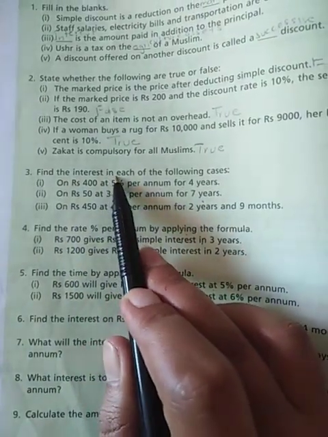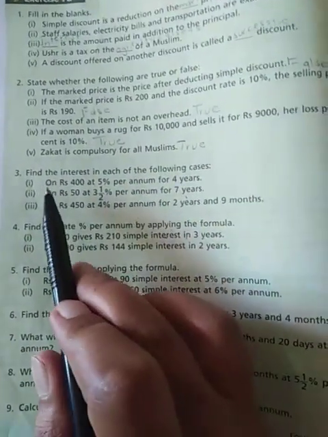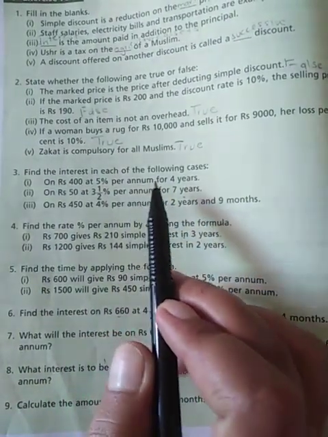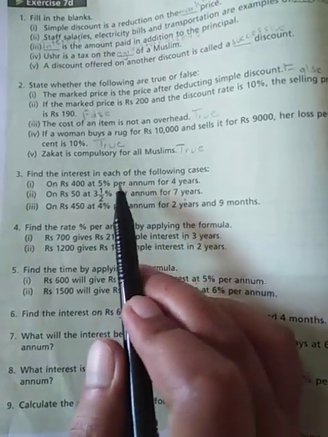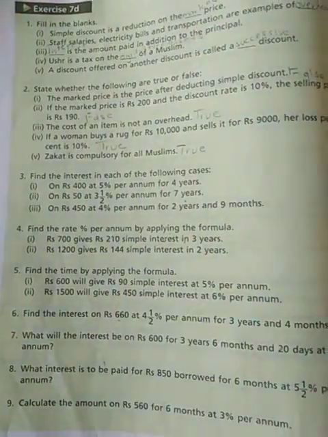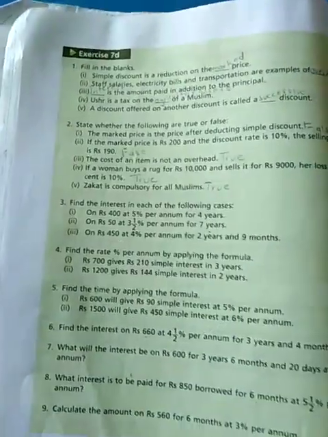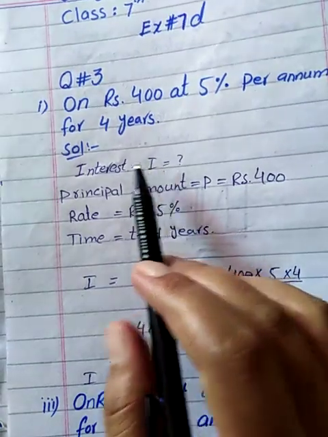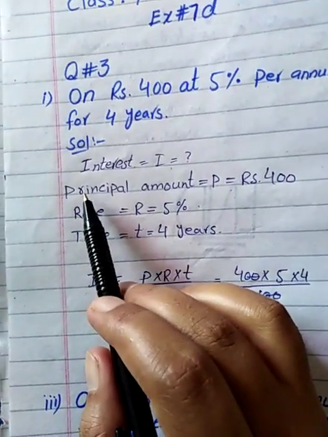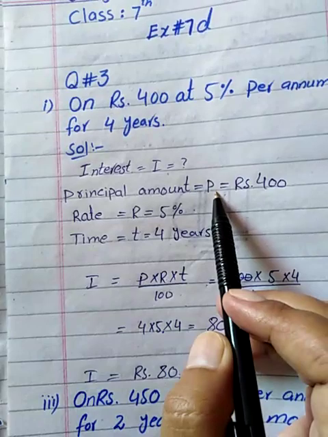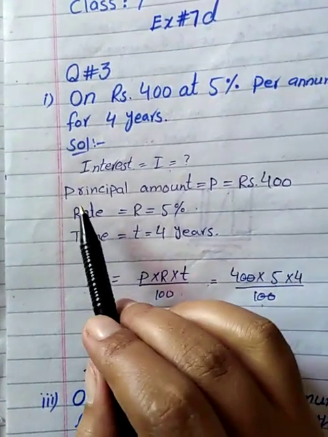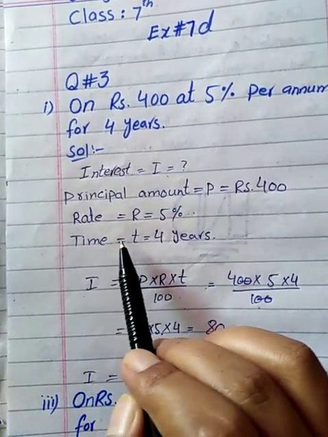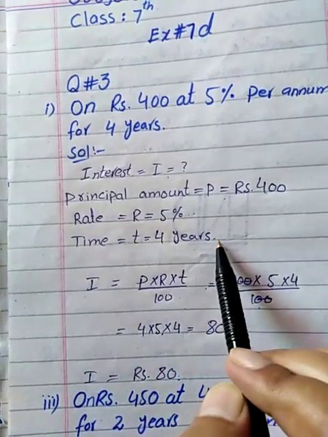Find the interest in each of the following cases. On rupees 400 at 5% per annum for 4 years. Per annum means per annual. Now we are solving the question. Interest is equal to I. We will find the value of interest. Principal amount is equal to P, which is equal to rupees 400. Rate is equal to R is equal to 5%. Now time is equal to T, which is equal to 4 years.